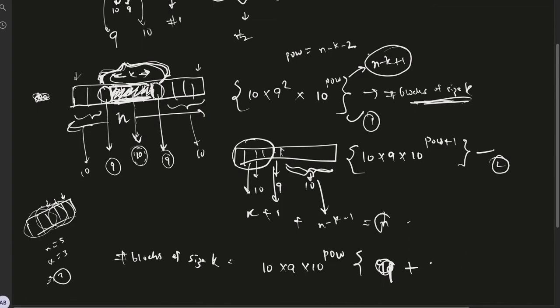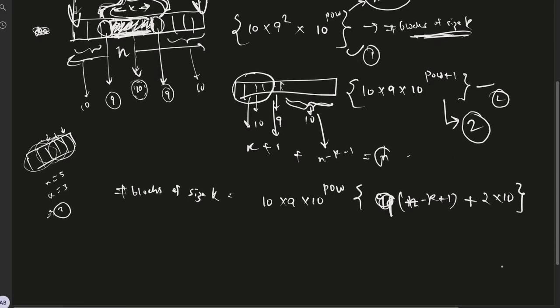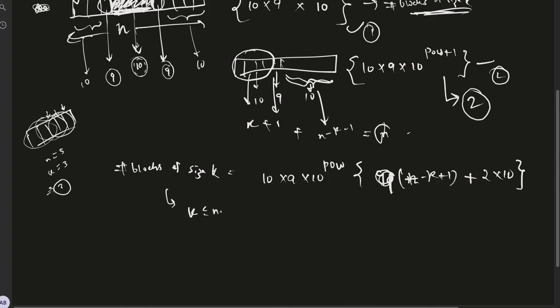So the answer would be 10 into 9 into 10 power pow, 9 into n minus k plus 1, plus 9 into pow, and for this there are two such windows, one starting here and one ending here, so plus 2 into 10. This is for k less than or equal to n minus 2.